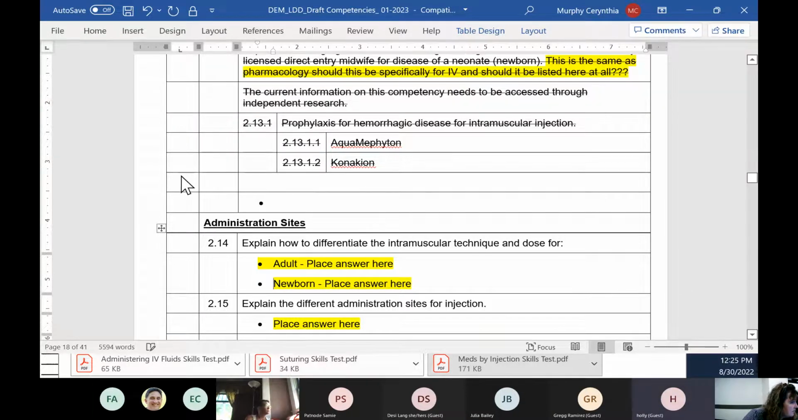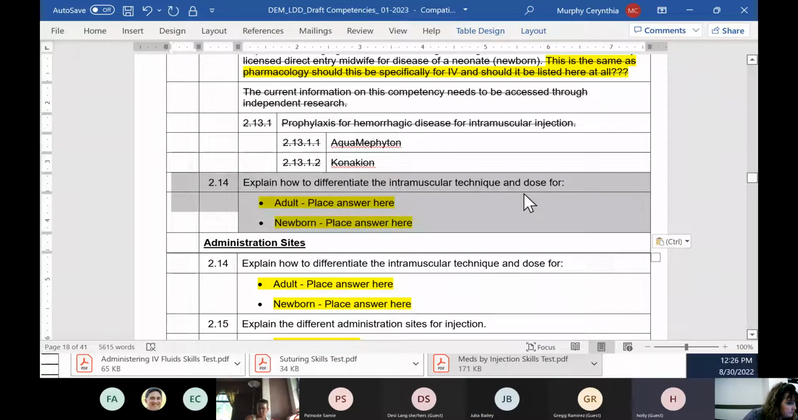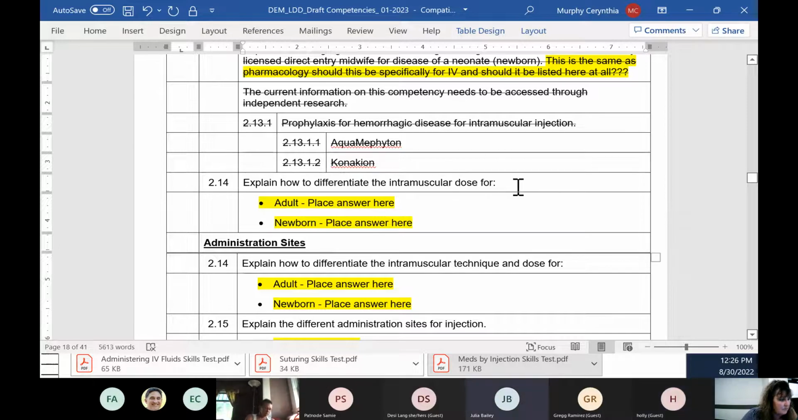But not the dose. Dose doesn't go there. The dose is up above. Correct. So just explain how to differentiate the intramuscular technique. The main thing is newborns: there's only one site that's considered standard and safe for newborns. The technique is actually the same. It's just the smaller needle. So maybe it should say differentiate the site and equipment for intramuscular injection or something.